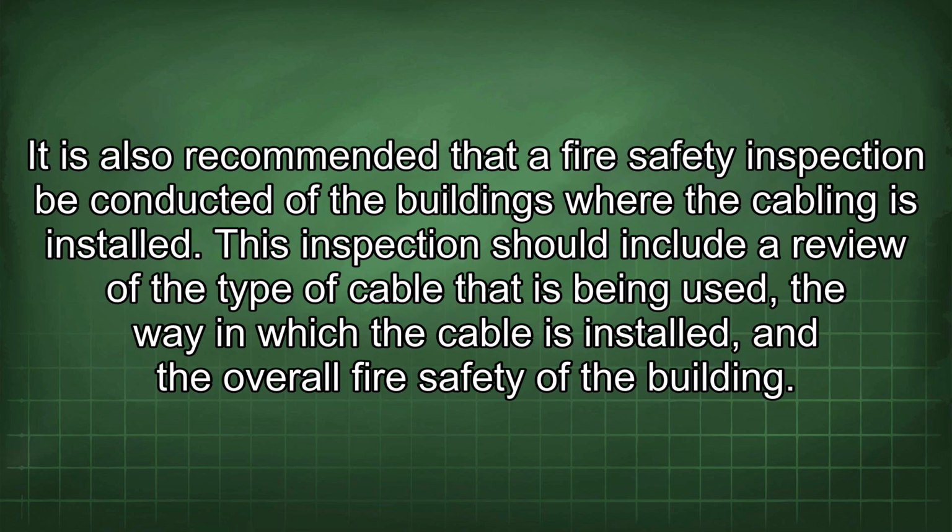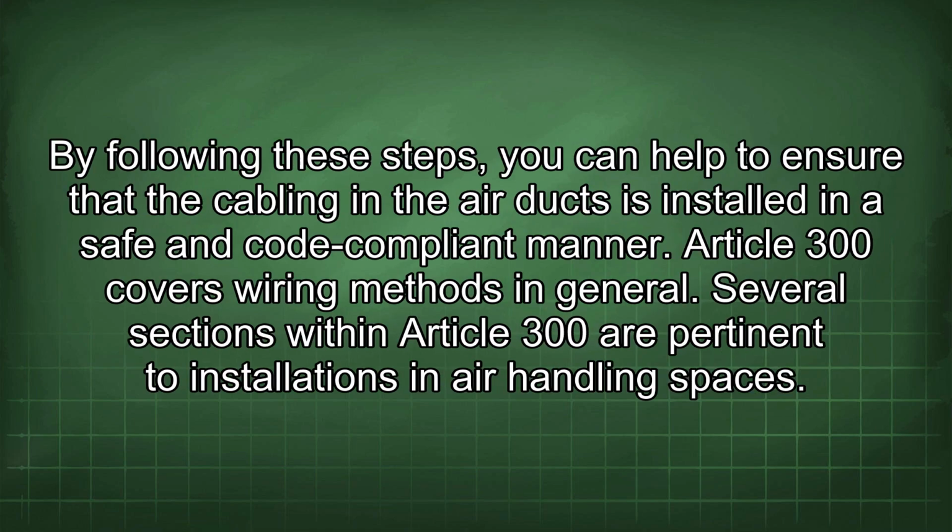It is also recommended that a fire safety inspection be conducted of the buildings where the cabling is installed. This inspection should include a review of the type of cable that is being used, the way in which the cable is installed, and the overall fire safety of the building. By following these steps, you can help to ensure that the cabling in the air ducts is installed in a safe and code-compliant manner. Article 300 covers wiring methods in general.